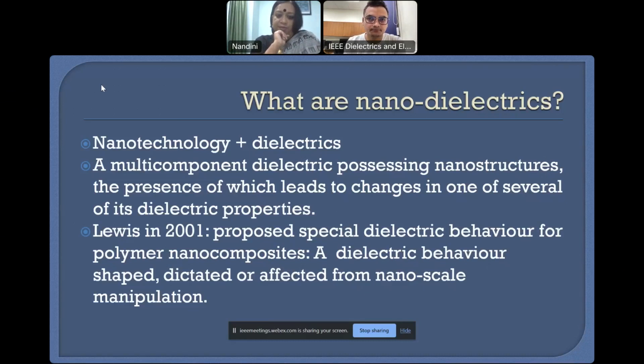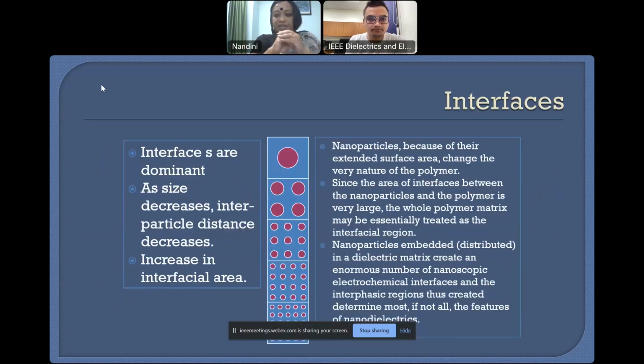of the dielectric. The concept of nanodielectrics was presented by Lewis in 2001. And the idea was this, that the properties of polymer nanocomposites could be shaped, dictated, or affected by nanoscale manipulation, that is, by incorporating nanofillers.